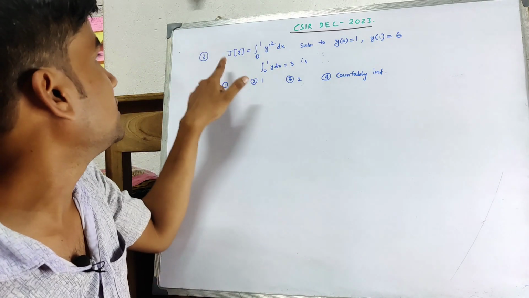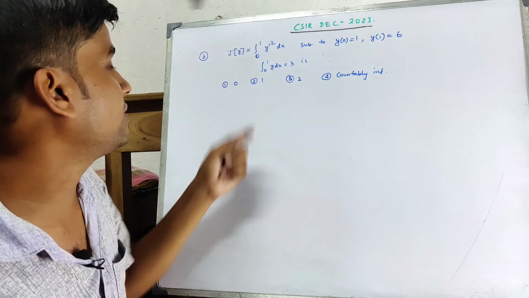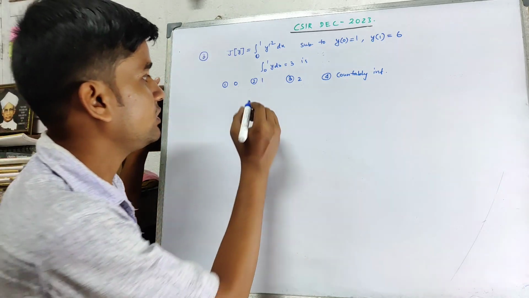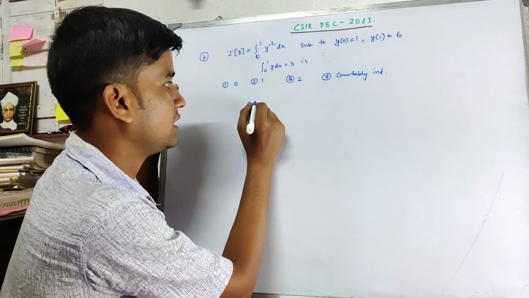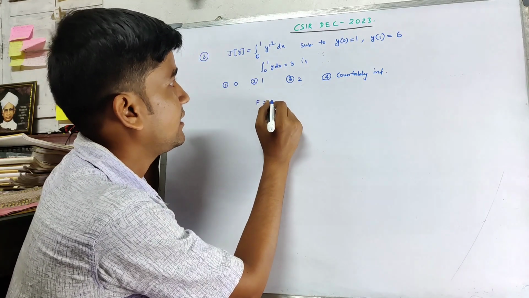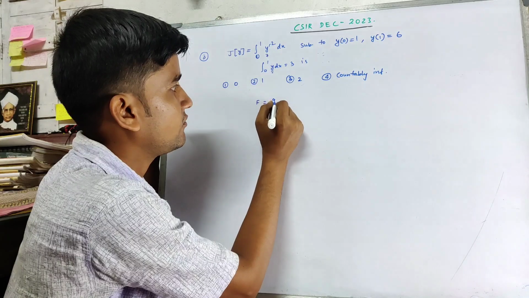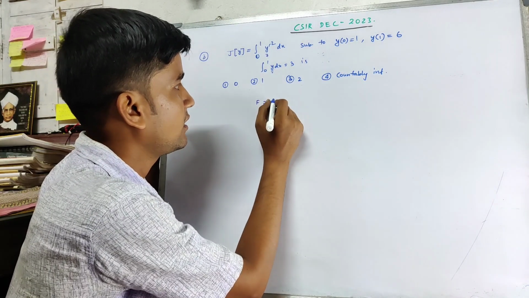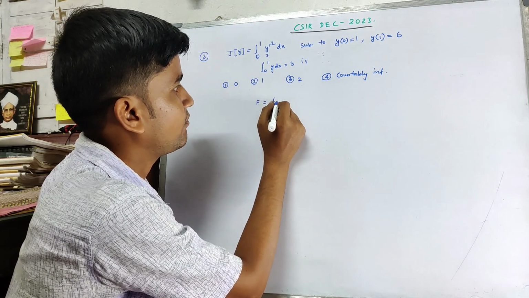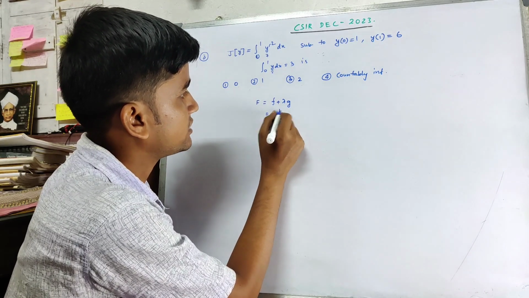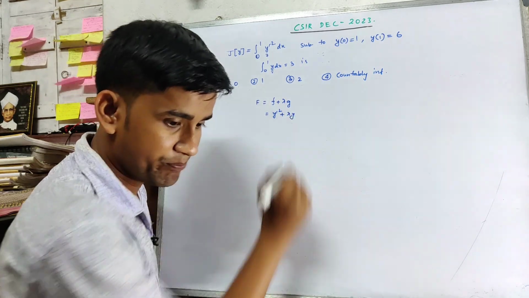So here the functional is given and one constraint is given, and we know in these types of problems we seek the functional as f plus lambda z, where f is y dash square and z is y. I think you all know that. So this is equal to y dash square plus lambda y.